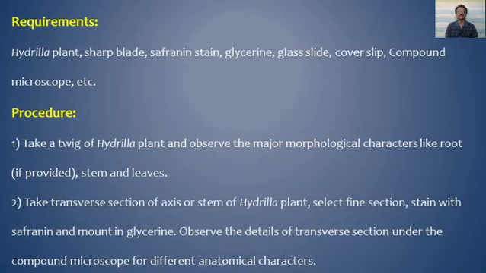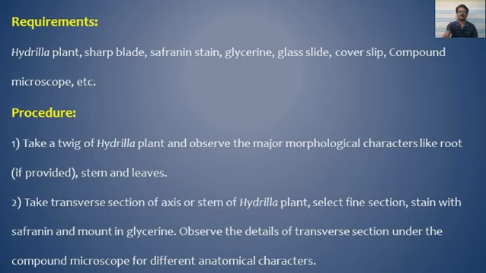For anatomical observations we have to take a transverse section of the axis or the stem of Hydrilla. Select a fine section of this Hydrilla stem, stain it with safranin, mount it in glycerin on a glass slide and observe under the microscope. First observe under 10x, and if you need some details you can go for 40x or 100x.